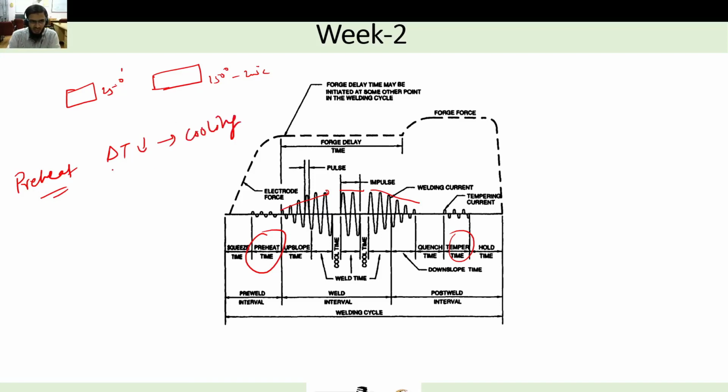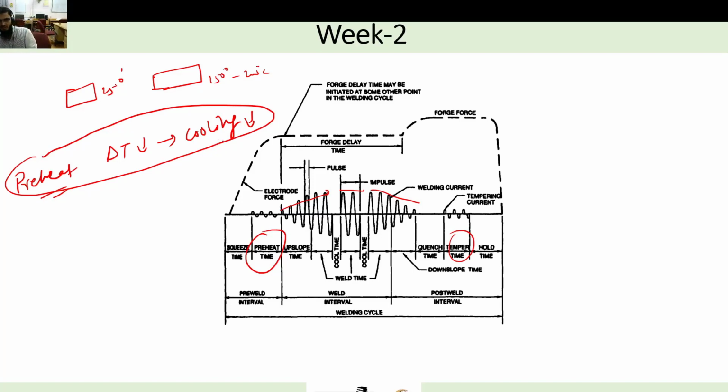So by preheating, basically we are reducing the cooling rate, so that we don't get a brittle microstructure. Like martensite: if you cool it very fast, it will be very, very brittle. So to avoid that, you can use preheating to reduce the cooling rate.